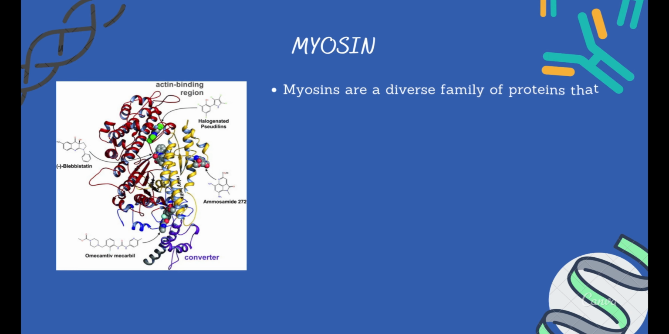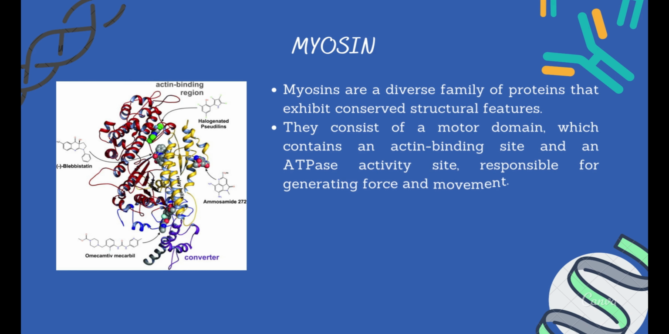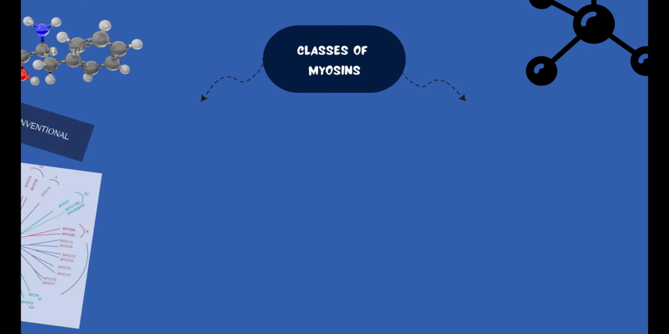Next is the protein domain of myosin. Myosins are a diverse family of proteins that exhibit conserved structural features. They consist of a motor domain, which contains an actin binding site and an ATPase activity site, responsible for generating force and movement. The tail region of myosin exhibits considerable variation, conferring specificity to different isoforms.